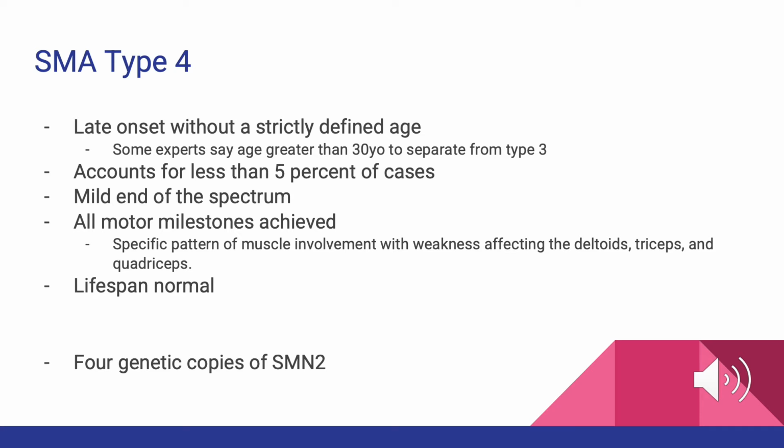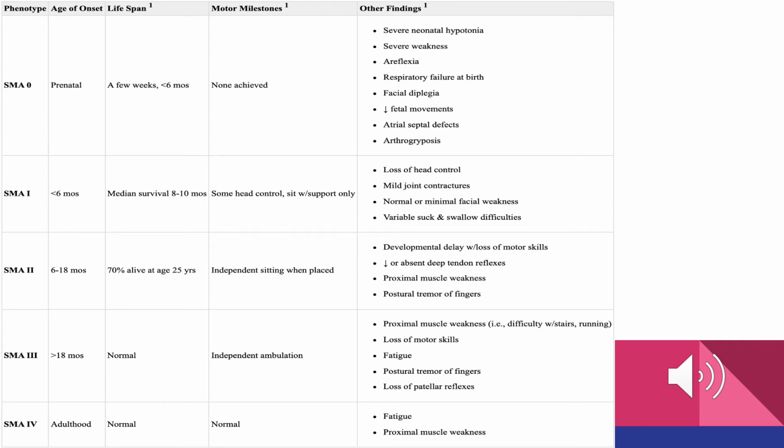Patients with SMA type 4 have been seen to have a normal lifespan, and finally, they do have 4 genetic copies of SMN2. So here's just a really good table that I found that gives a little breakdown of the age of onset, the typical lifespan, motor milestones, and the findings seen with each type of SMA. This is a really good little quick summary of what we just talked about.